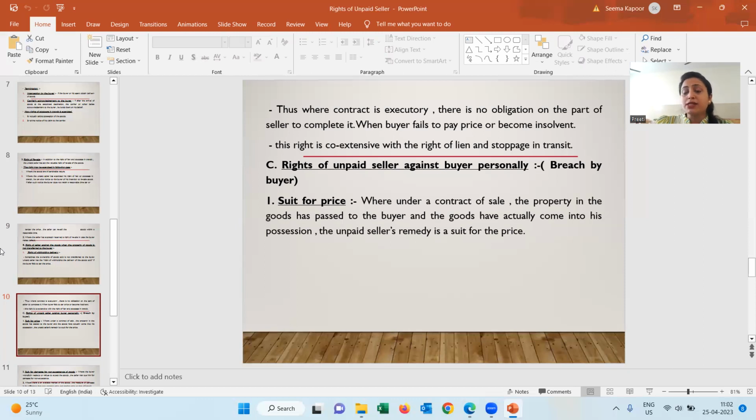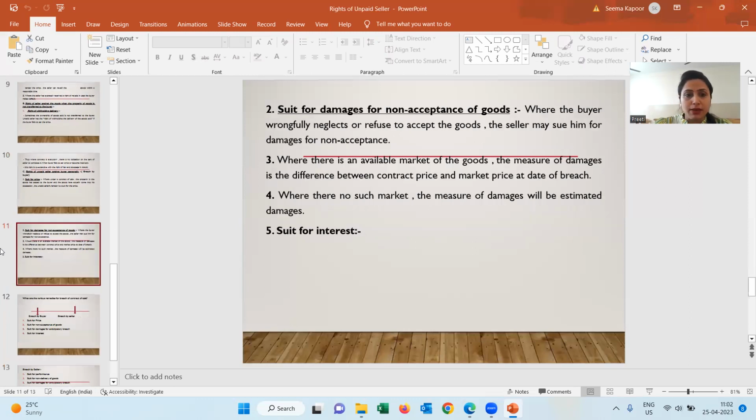अब सेलर अपने वो तीन राइट तो यूज कर ही नहीं सकता, वो राइट ऑफ लियन, स्टॉपेज इन ट्रांसिट या रीसेल. Then he has the option only to sue for price. The unpaid seller's remedy is suit for price. मतलब वो बायर के against sue करेगा price के लिए.